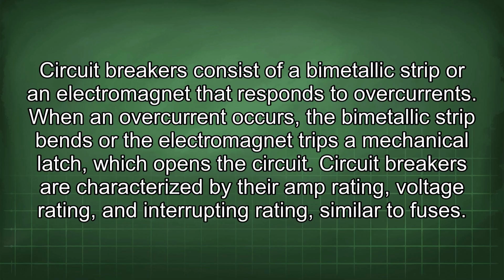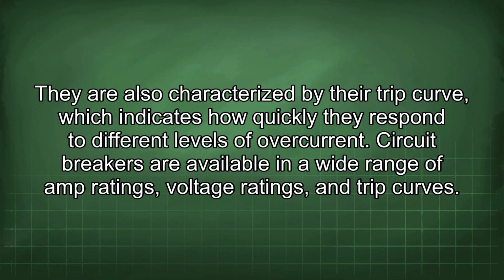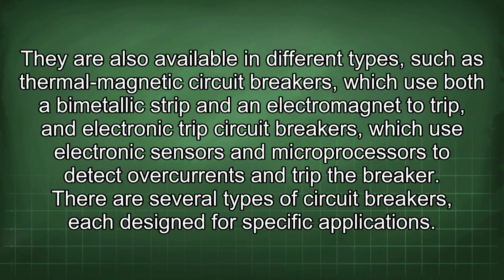Circuit breakers are characterized by their amp rating, voltage rating, and interrupting rating, similar to fuses. They are also characterized by the trip curve, which indicates how quickly they respond to different levels of overcurrent. Circuit breakers are available in a wide range of amp ratings, voltage ratings, and trip curves. They are also available in different types, such as thermomagnetic circuit breakers, which use both a bimetallic strip and an electromagnet to trip, and electronic trip circuit breakers, which use electronic sensors and microprocessors to detect overcurrents and trip the breaker. There are several types of circuit breakers, each designed for specific applications.